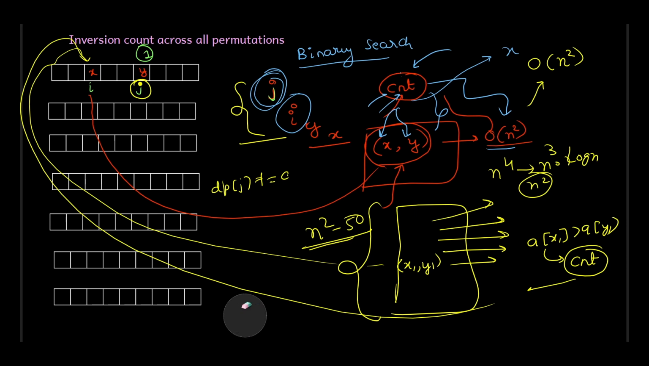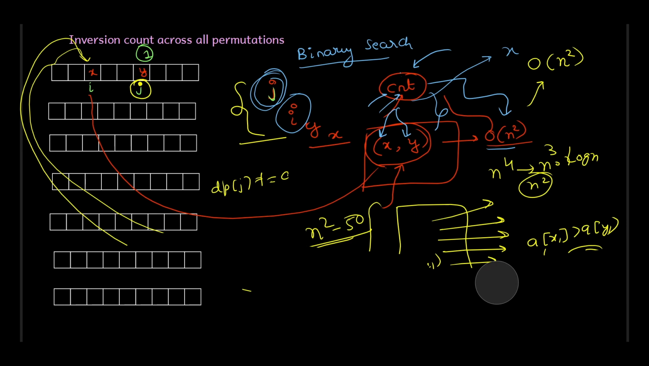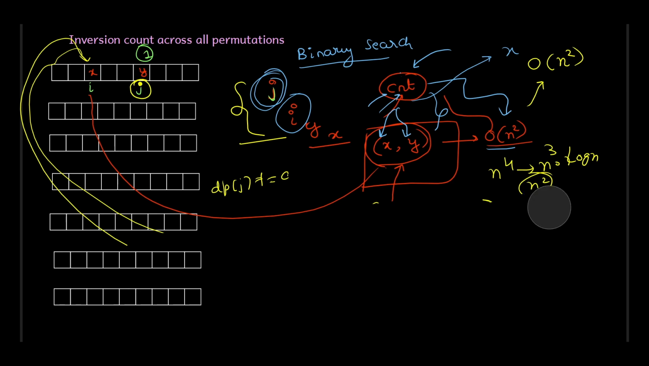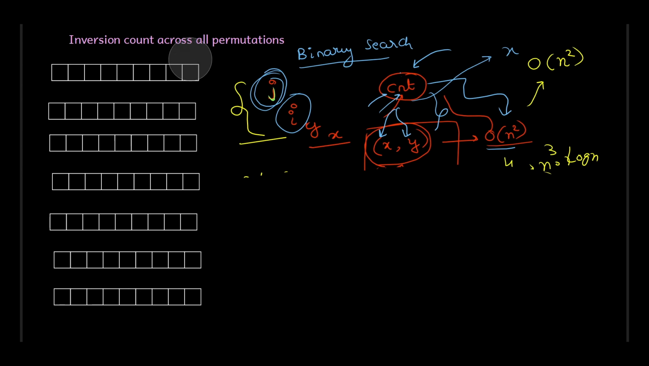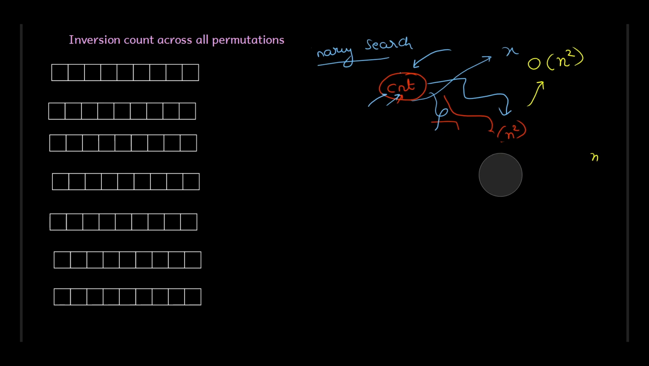So in O of n square, not only were you able to find out the number of inversions in a single array, but you could also find out the sum of inversions across all the permutations of the given array A.